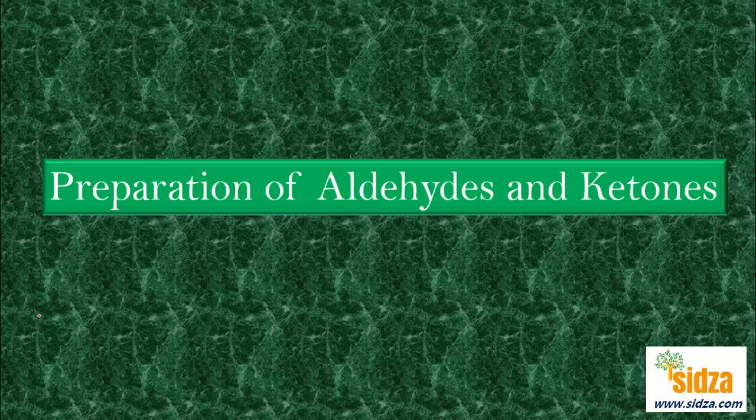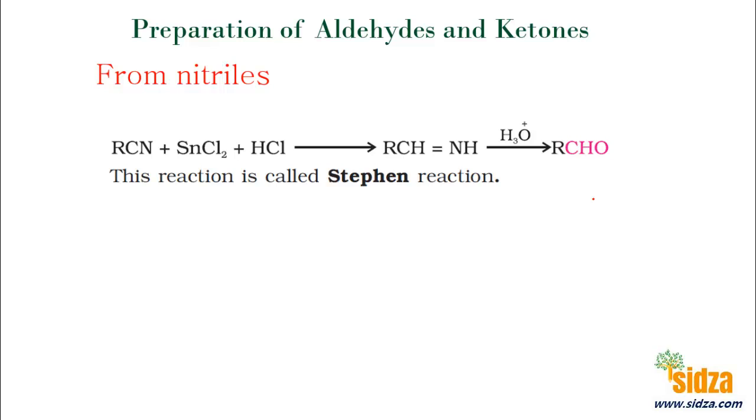Preparation of aldehydes and the ketones. Now we will discuss the different methods of preparing aldehydes and the ketones. Aldehydes and ketones can be prepared from the nitriles as well. Nitriles, the general formula is RCN.